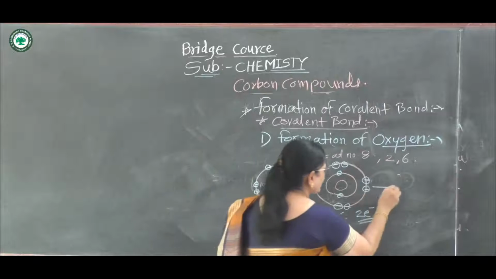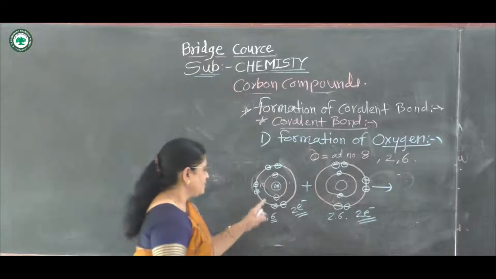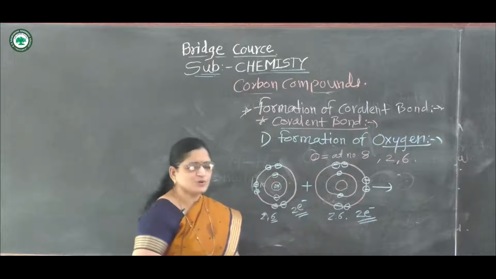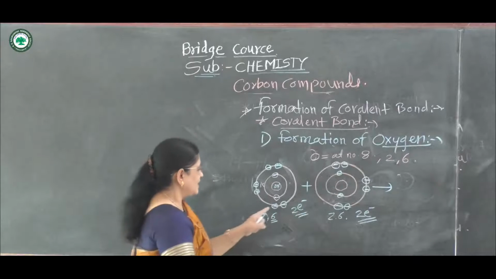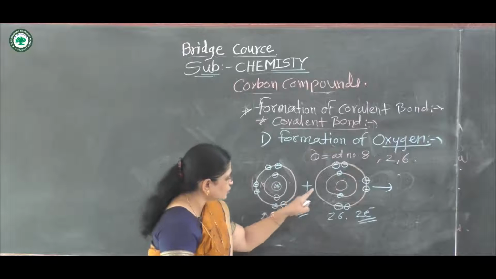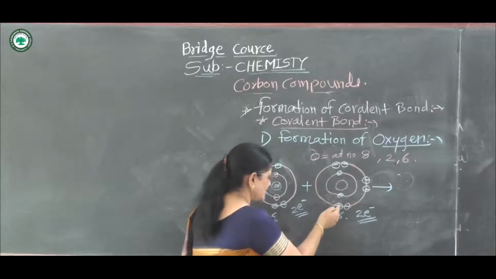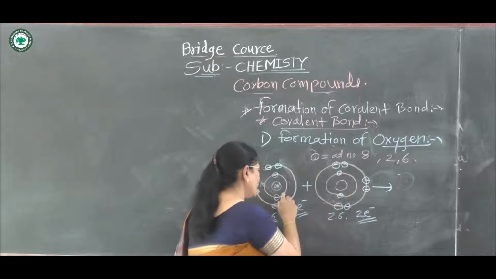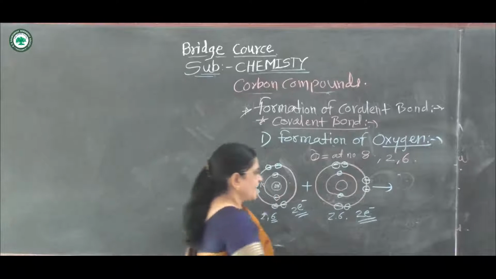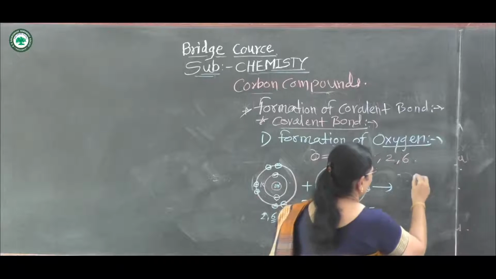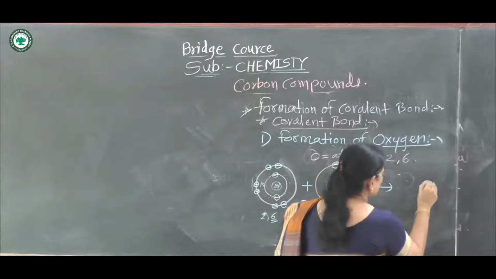How does the oxygen molecule form? The first atom requires 2 electrons. The second atom also requires 2 electrons. Then the first oxygen shares 2 electrons with the second atom, and the second atom shares 2 electrons with the first atom, and it forms an oxygen molecule. How does it form?